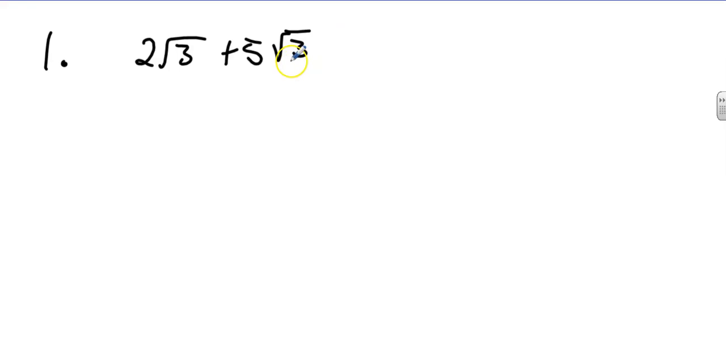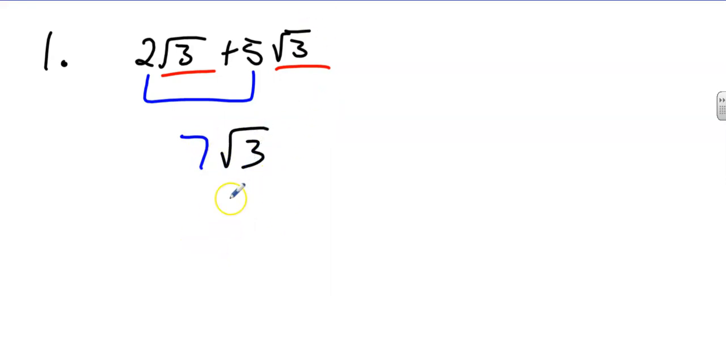All right, question 1. This says to simplify 2 square root of 3 plus 5 square root of 3. Big thing is if we're adding and subtracting radicals, you have to have the same thing in the square roots. If you do, just add those two numbers. So that makes it 7 square root of 3.